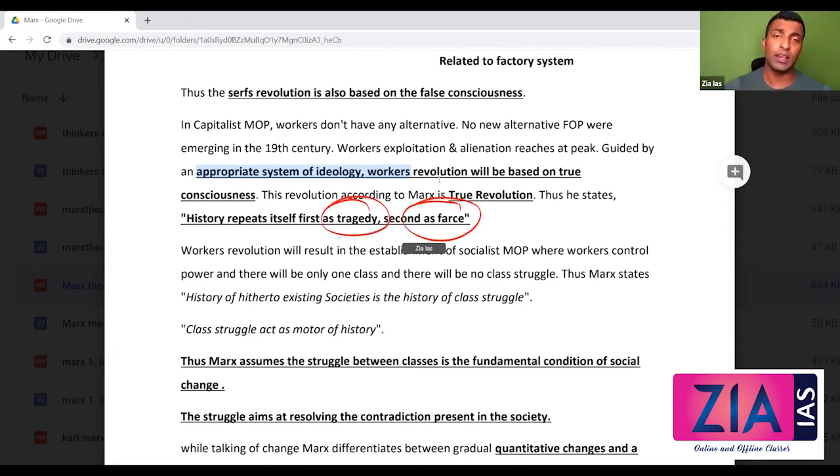I hope you understood this. First was tragedy, right? Because from ancient to feudal, slave to serf, this was a tragedy. They were not able to change the situation. Then what happened? Then serf to worker, which is even worse. That's what you mean by farce. Guys, the statement, always try to remember. Many situations you can use this actually.